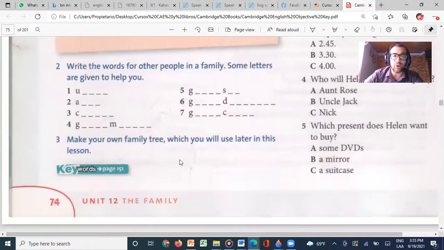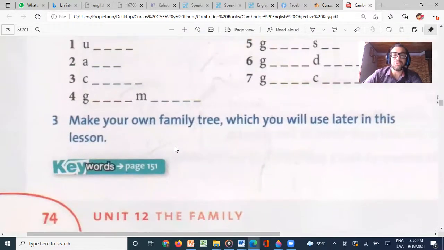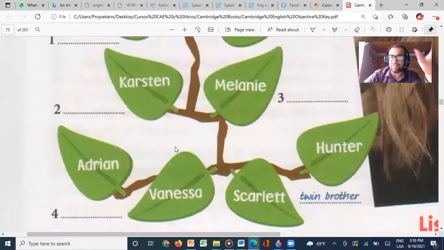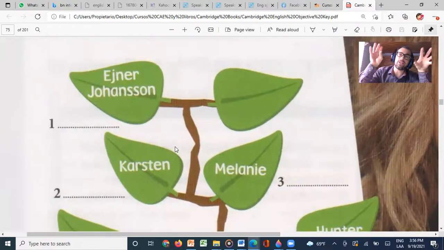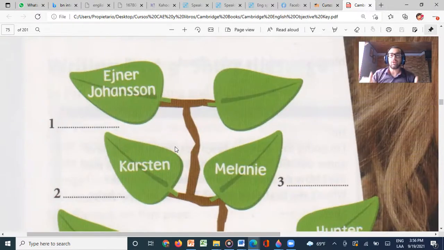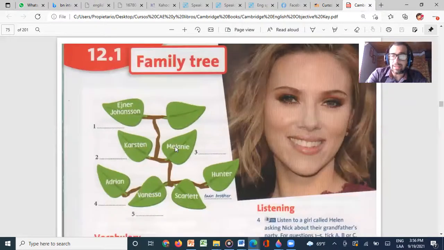It says make your own family tree, which you will see used later in this lesson. So for part 3, I want you to do something like this, not a lot, but at least: what's your family tree? Who are your grandparents? Who are your brothers and sisters? In this case, your siblings. Then if you have cousins, an uncle or an aunt. So I would like you to write down your own family tree so that we can practice vocabulary.